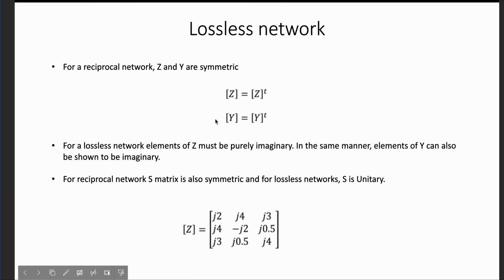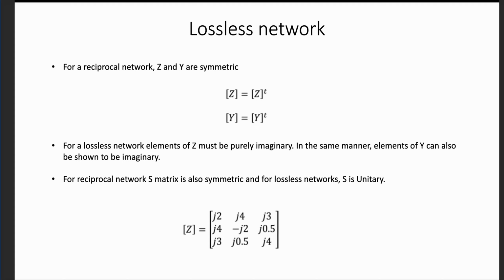And similarly, for a lossless network, all the elements of the Z matrix or the Y matrix have to be imaginary. So here is a simple example of the same. Basically you have some Z matrix, and if you take the transpose of this, then the transpose of the matrix is equal to the matrix itself, then you call it a reciprocal matrix. And similarly you can see that all the 9 elements of this 3 by 3 matrix are imaginary. That's why this is also a lossless network.